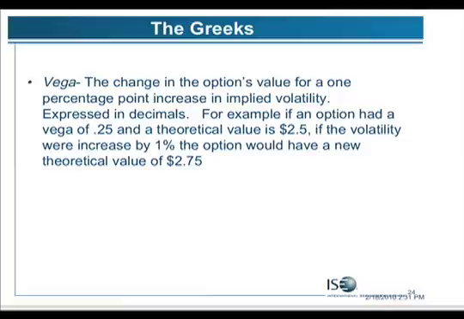So for an example, if an option had a vega of 25 cents and its theoretical value was 250, if the volatility were to increase by, I actually put 1% here, but it's really 1 unit. So 1 unit change, the option would have a new theoretical value of 250 plus 25 cents. This is not including any time decay that might occur.